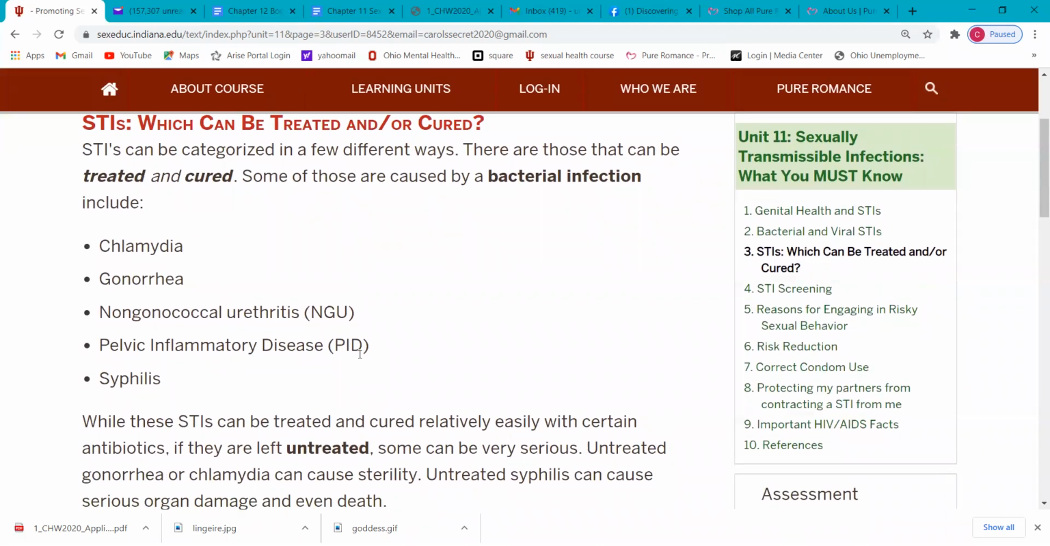So STIs, which can be treated and or cured. STIs can be categorized in a few different ways. There are those that can be treated and cured. Some of those are caused by bacterial infection, and that includes chlamydia, gonorrhea, non-gonococcal urethritis, NGU, pelvic inflammatory disease, PID, and syphilis. So again, chlamydia, gonorrhea, non-gonococcal urethritis, pelvic inflammatory disease, or syphilis.